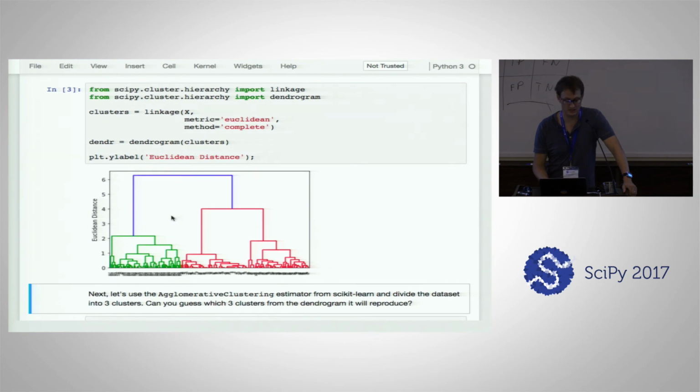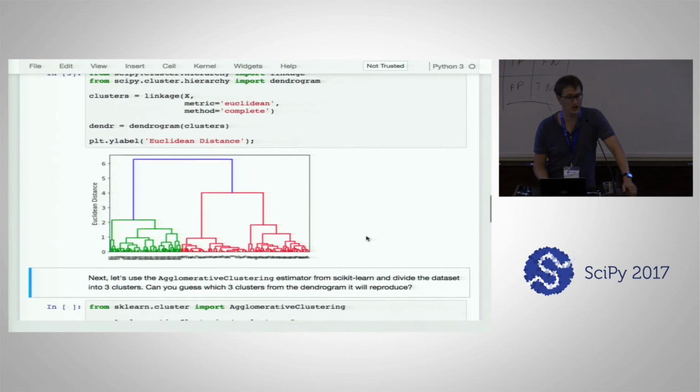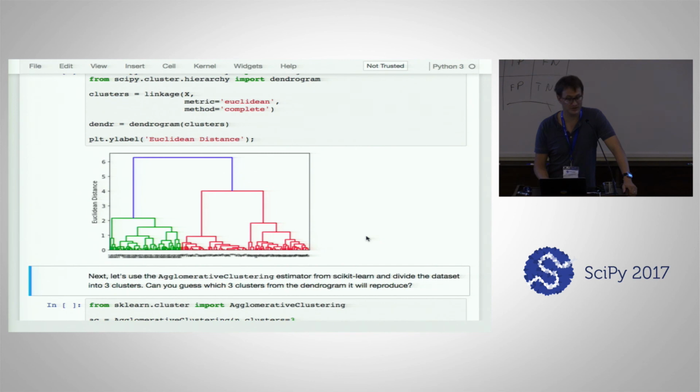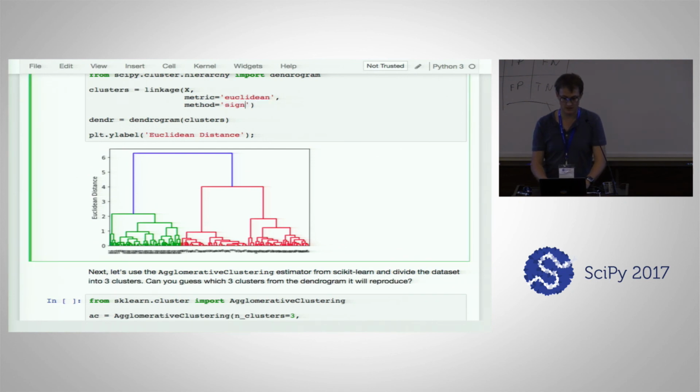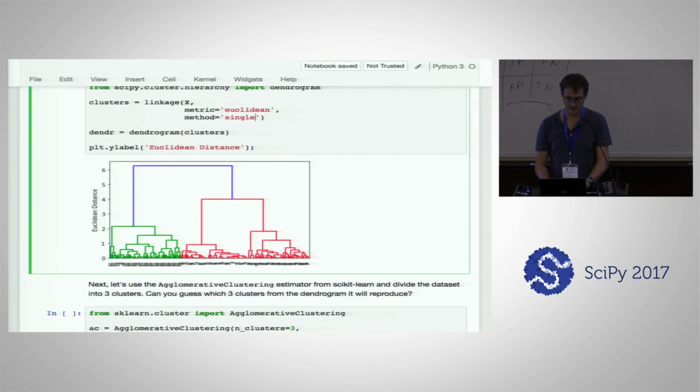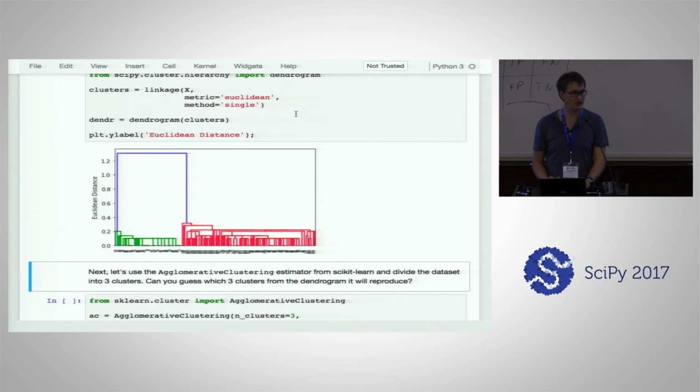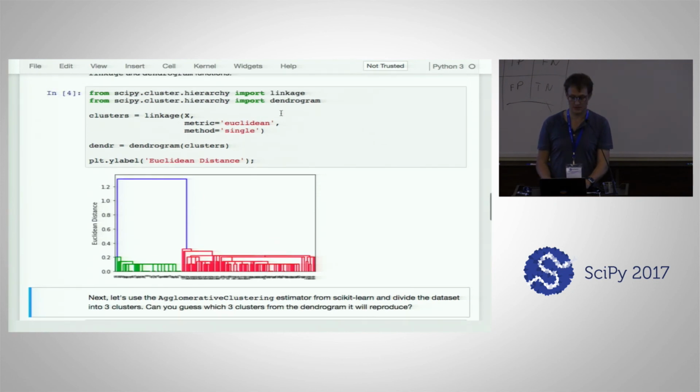So this fancy picture just shows you how the different samples were merged, starting from the beginning, so that was done by aggregation from the beginning. You can use another criterion, which would be this. It would find a different tree.